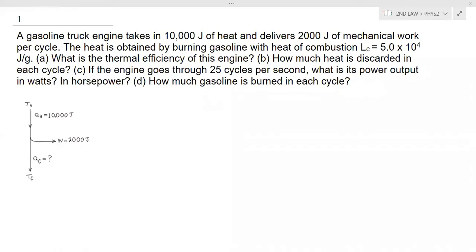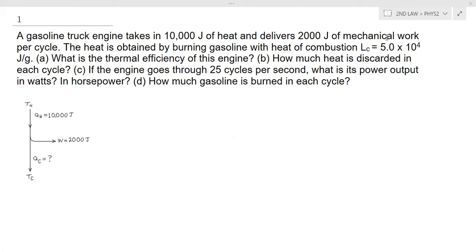So hello everyone. Today I will be presenting some examples that involve the second law of thermodynamics. For the first one, we have a gasoline truck engine that takes 10,000 joules of heat and delivers 2,000 joules of mechanical work per cycle.